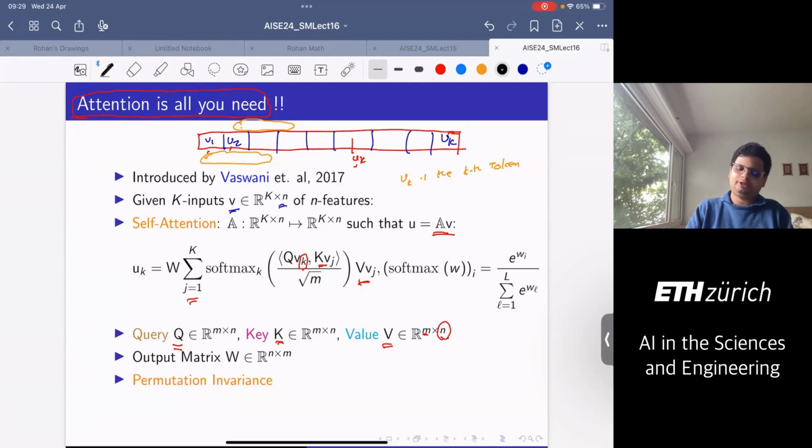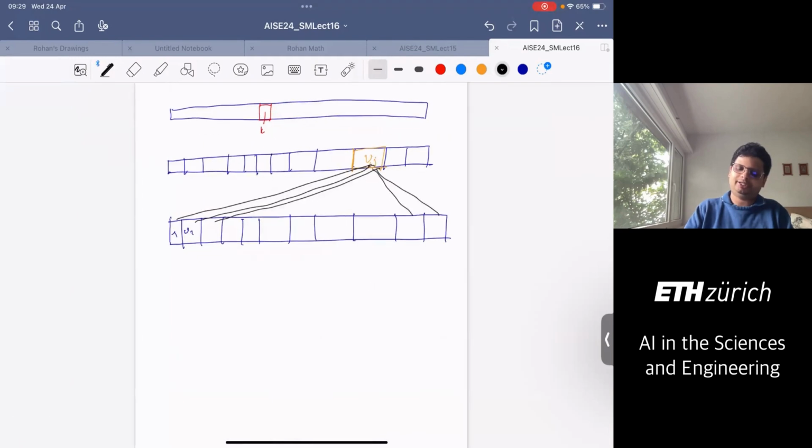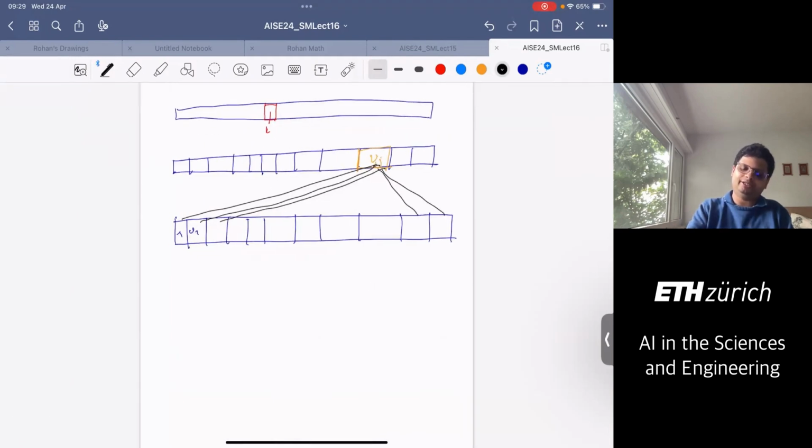Okay, so what is the computation then? The computation is that in order to find the value here, I'm going to sum over all these points, especially the jth point. So this tells you the relative contribution of each of the surrounding tokens, including the token itself, right?